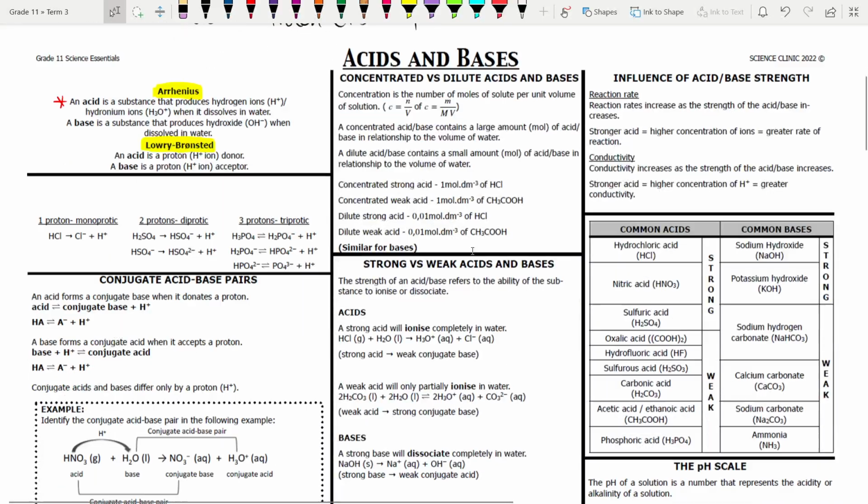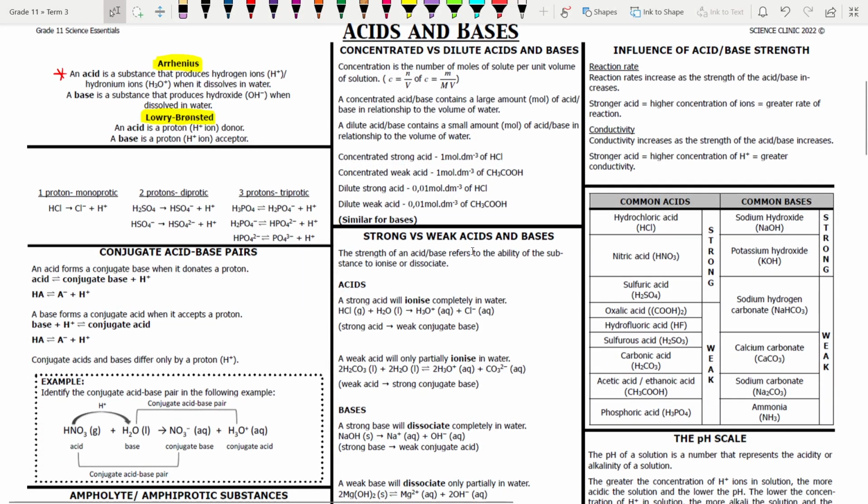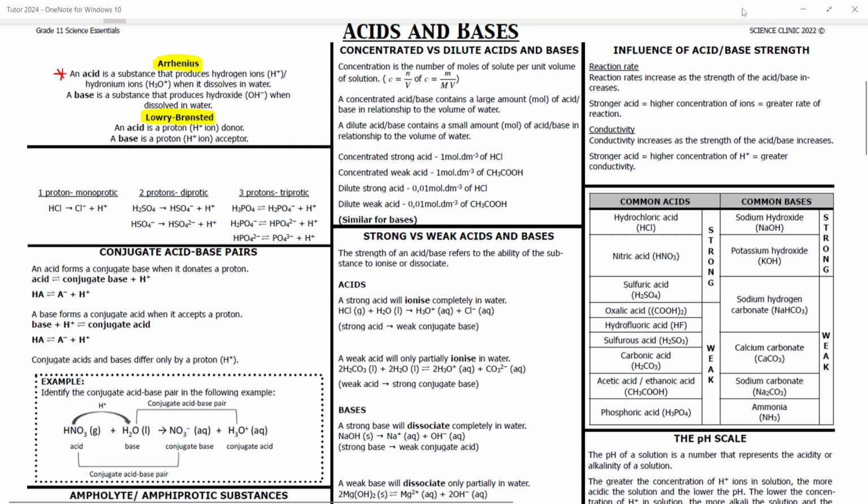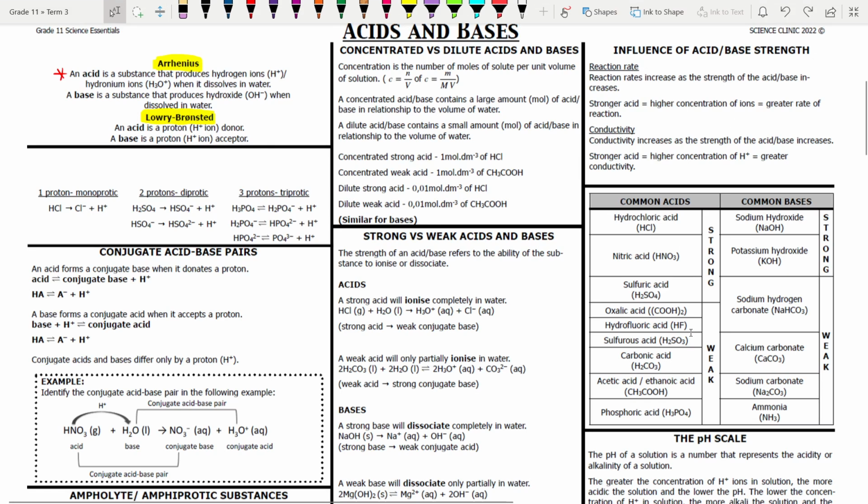Let me go through this and see what else we have. Okay, this is very important. We call an acid that is... okay, before this, let me show you the examples. I think this note should have... oh, there are examples. Yeah, there are examples right here. Okay, so let's first look at that.